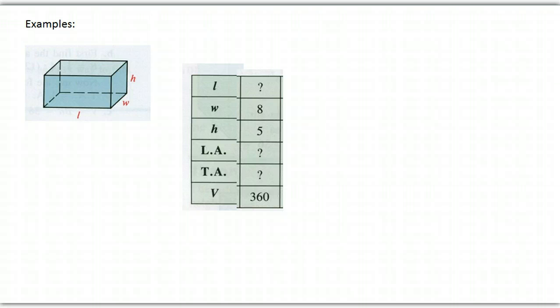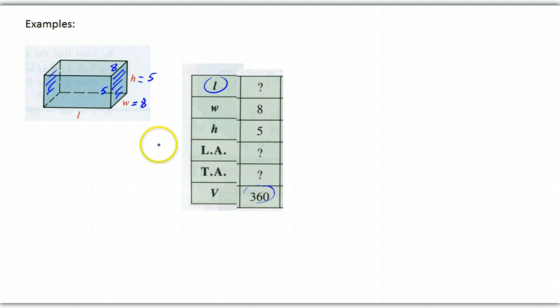Let's do a couple of examples. So in this example, we're going to finish this table right here, and we're given that the volume is 360, and our width is 8, and our height is 5. So that means that that's 5 and that's 8 also. Okay, now here's a base right here, and here's another base right here. So prisms can be on their sides. It doesn't matter what the orientation is.